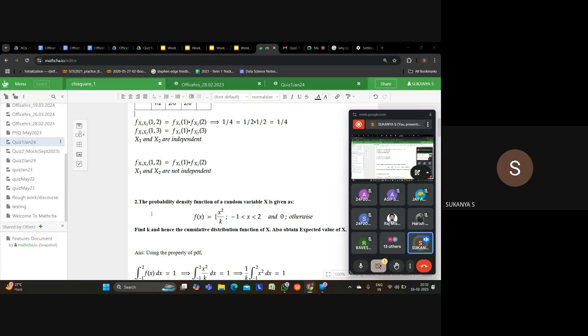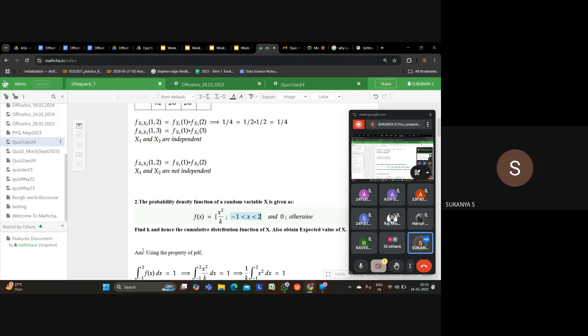Integral minus 1 to 2 x square by k dx should be equal to 1. Excuse me, ma'am, why are we using integration here? Because it is a continuous random variable, right? The range is minus 1 to 2, so you have a continuous random variable. That is why we are integrating.